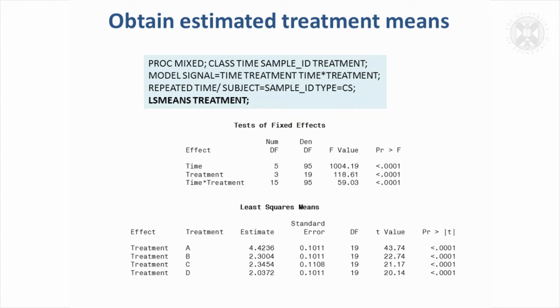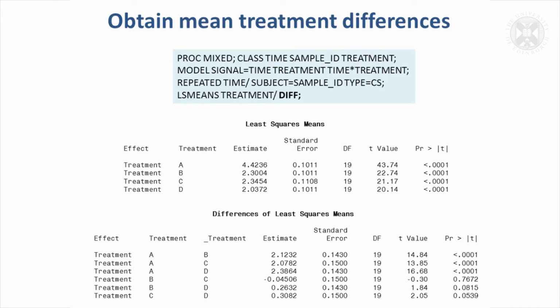So one thing that's useful is to get the means for each treatment. We can do that by adding this LSMEANS statement. Here it's just giving us the overall mean across all the time points, and the estimate is the overall mean. So you can add that in if you find it useful. You probably want to get the differences between the overall treatment means, so you could add in this DIFF option to the LSMEANS statement, and then you get the differences between each of the pairs of means.